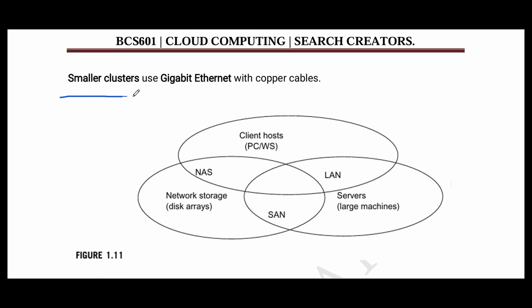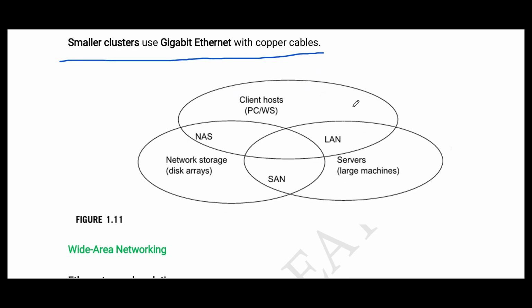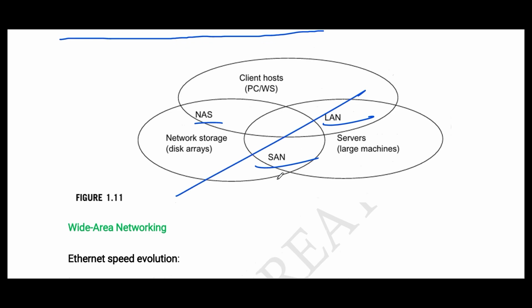Small clusters use Gigabit Ethernet with copper cables. In this diagram we can observe LAN, NAS, SAN. SAN is interconnected with LAN and NAS, and client hosts are connected with NAS, SAN and LAN. Here in this figure we can observe it.